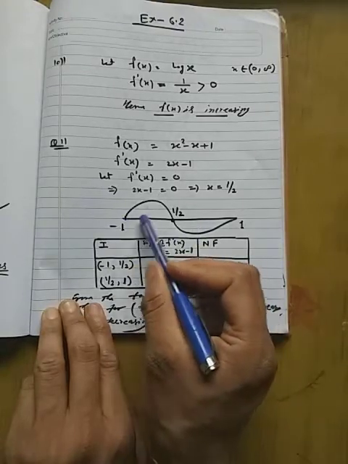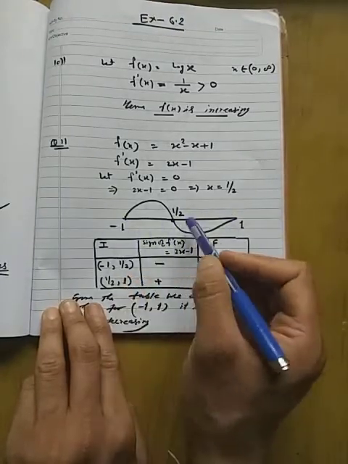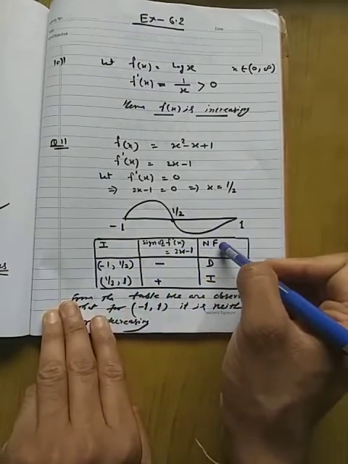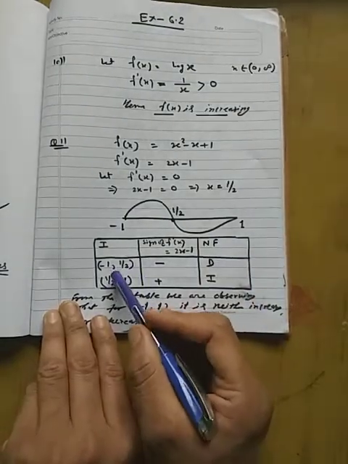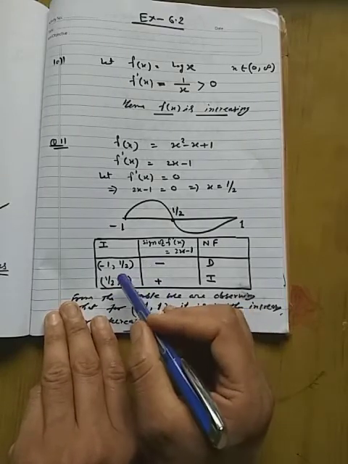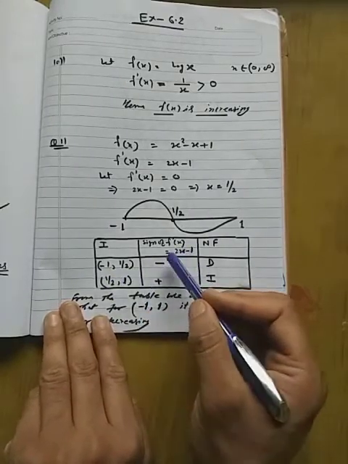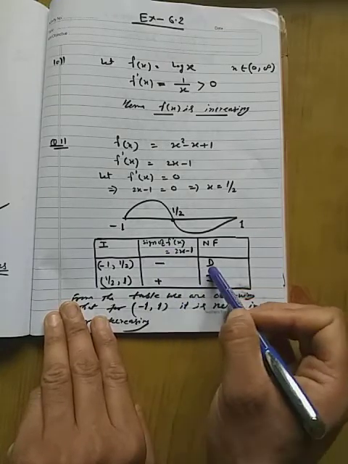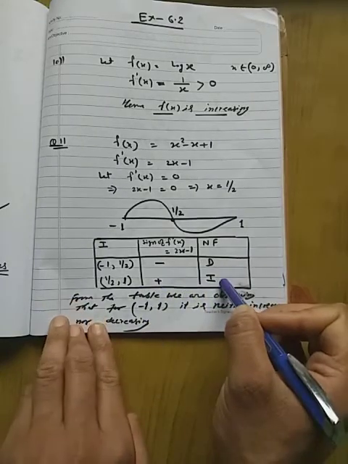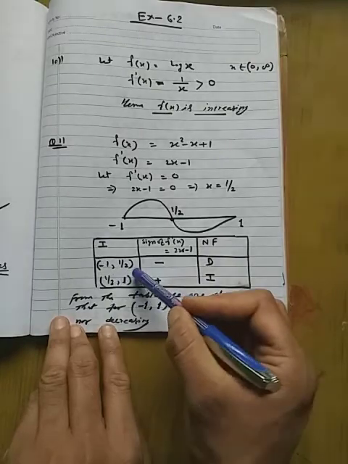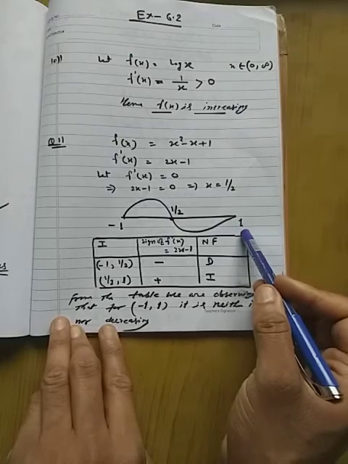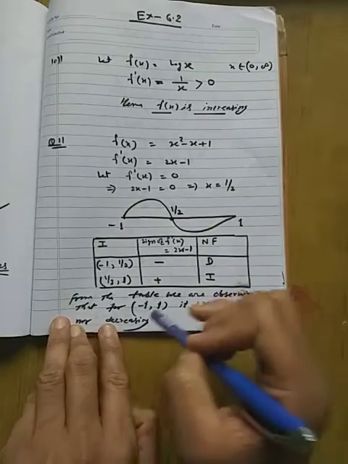At first you will represent this on the number line: −1, 1/2, 1. Interval, sign of f'(x) and nature of function. The intervals are the open interval −1 to 1/2 and 1/2 to 1. Within the first interval, you are getting the value of f'(x) negative, so it is decreasing. Within the second interval, f'(x) is positive, hence it is increasing. Hence, from −1 to 1/2 the given function is decreasing, and from 1/2 to 1 it is increasing. Hence, it is neither increasing nor decreasing.